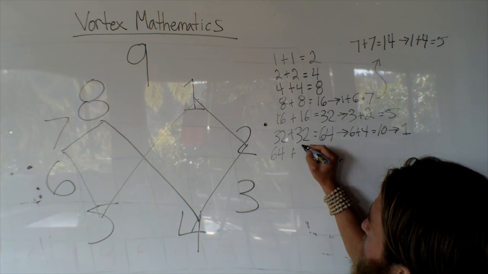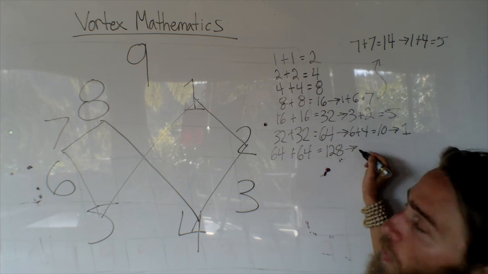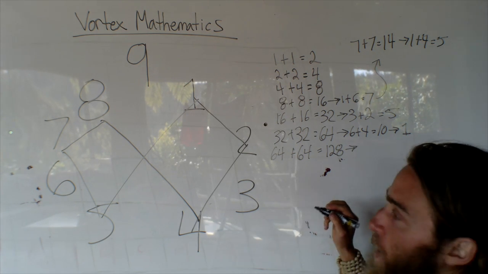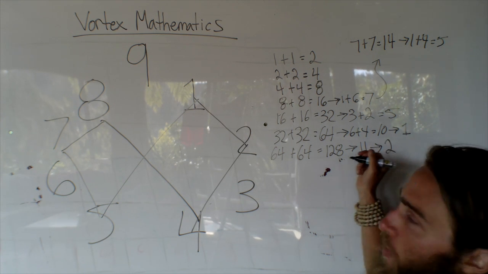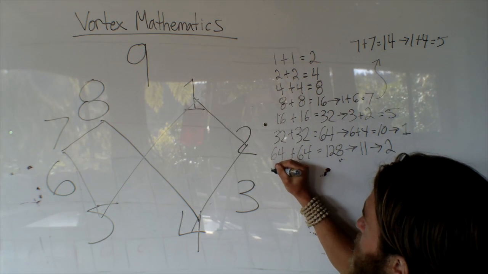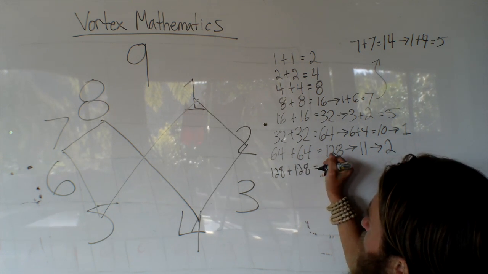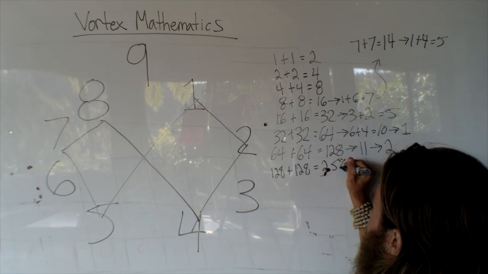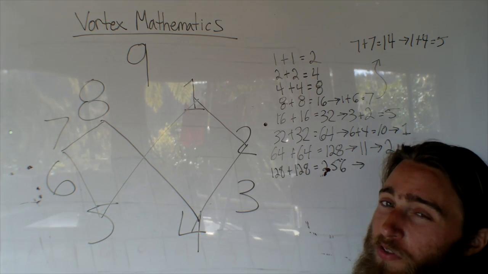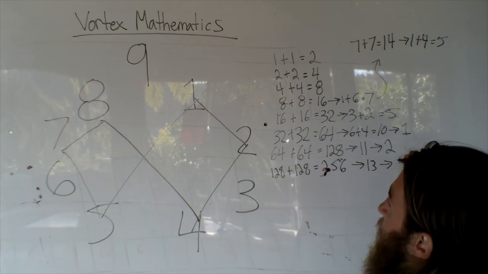64 plus 64 equals 128. 1 plus 2 plus 8 equals 11. And then 1 plus 1, 2. Let's go one more time. 128 plus 128 equals 256. 2 plus 5 plus 6 equals 13. And then we get 4.